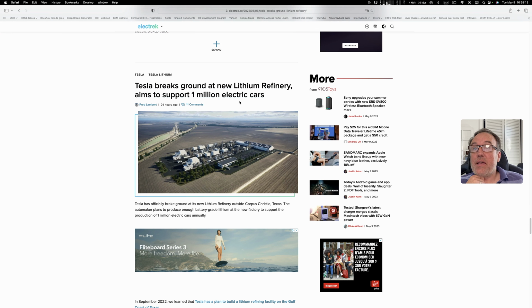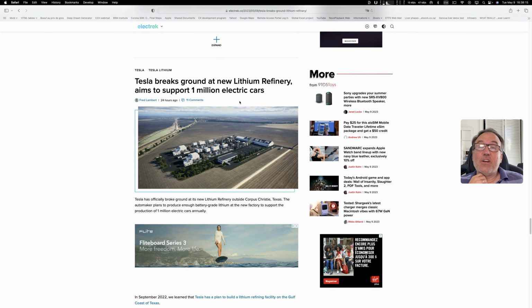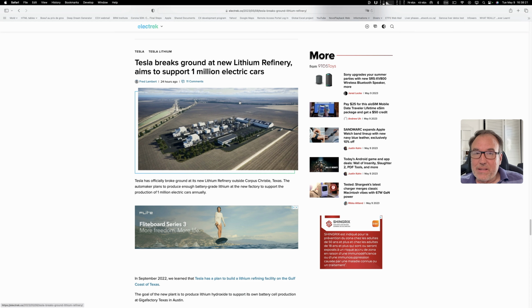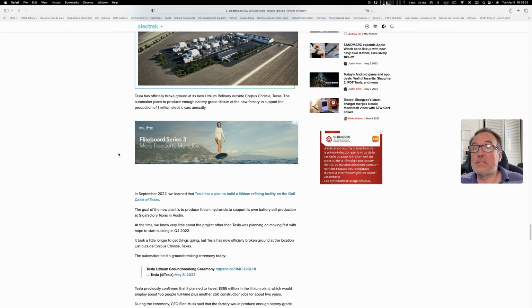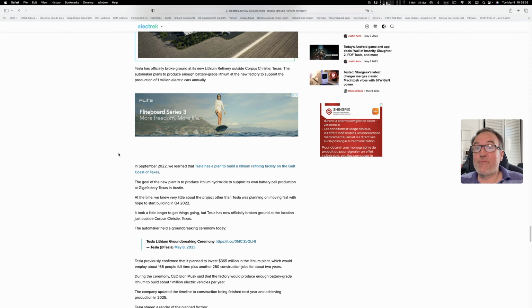So Tesla is officially going into the lithium refinery business because there's plenty of lithium in the ground, but that lithium needs to be processed, and not enough companies are processing it for Elon's needs. So he decided to integrate vertically again and create his own lithium refining facility.